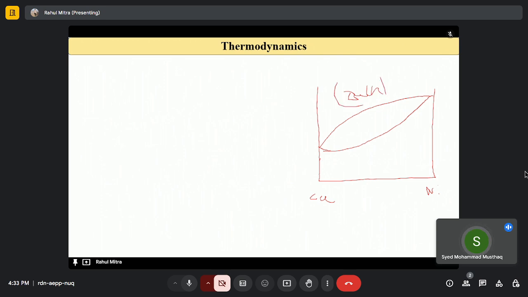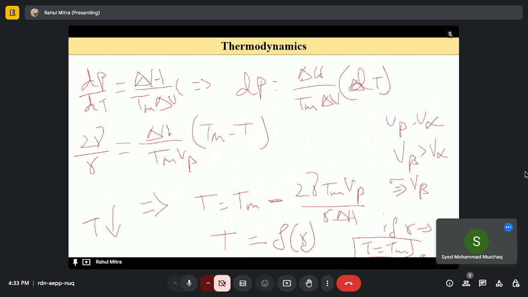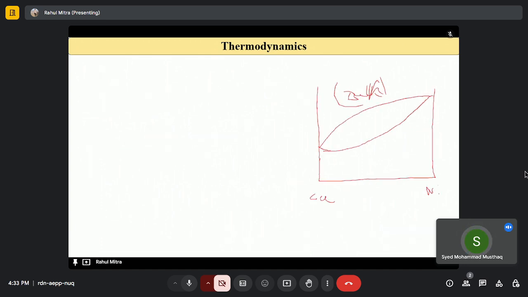Now what happens for smaller radius nanoparticles? I mean, what happens to the melting temperature of nanoparticles? As I have derived before, the melting temperature decreases if you go on reducing the size of the nanoparticle. So what happens to the melting point of both copper and nickel? They go down. So they just shift the whole phase diagram downwards.